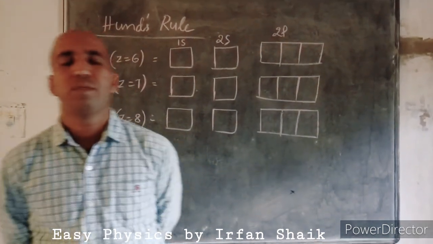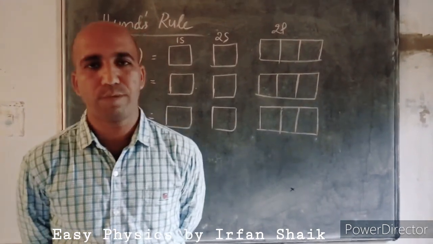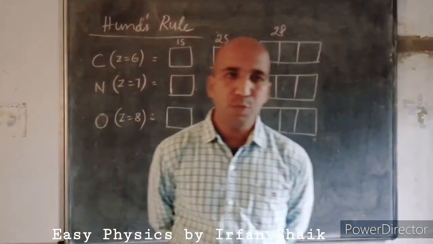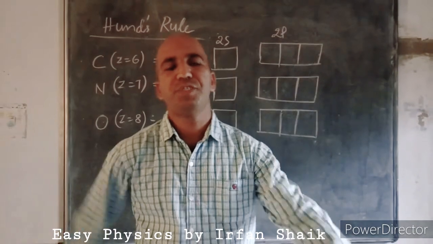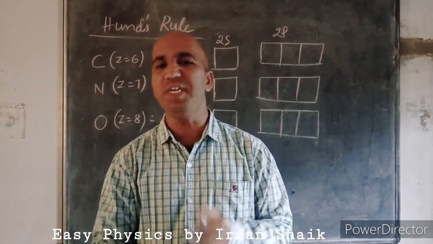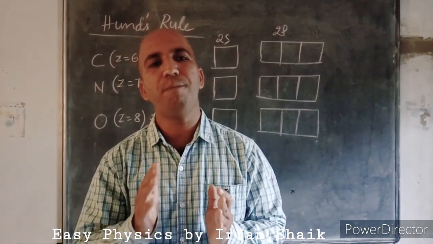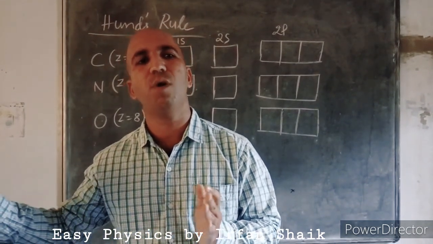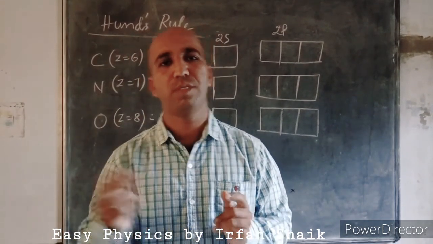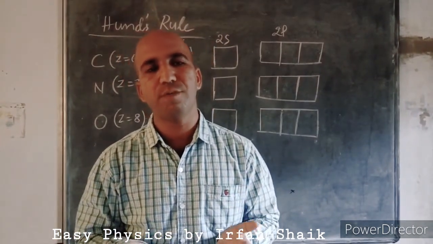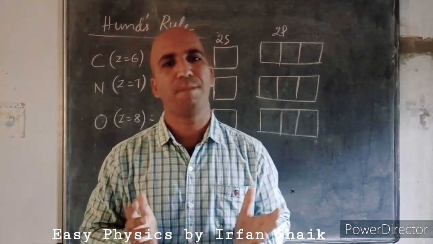Third rule, that is Hund's rule. So what does Hund's rule say? According to Hund's rule, each electron will enter into each degenerate orbital first. After filling up all degenerate orbitals with one electron each, then the pairing starts. So let us first understand what a degenerate orbital is.